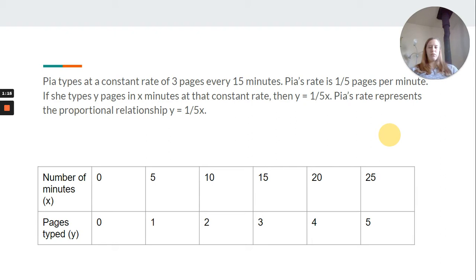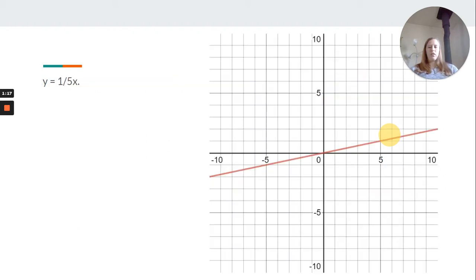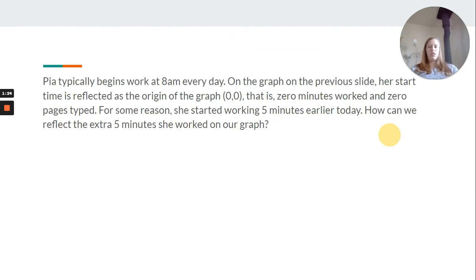So there it is in a chart below here for you. So we graph it. Y equals 1/5 x goes through 0, 0. So now she typically begins work at 8 a.m. every day. On the graph on the previous slide, her start time is reflected as the origin, 0, 0. That is 0 minutes worked, 0 pages typed.